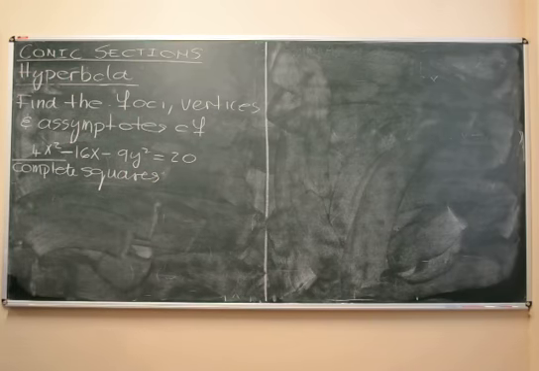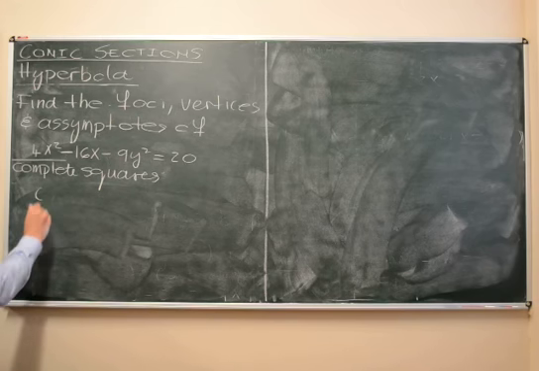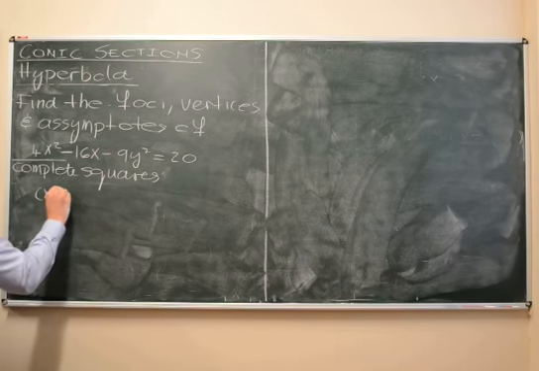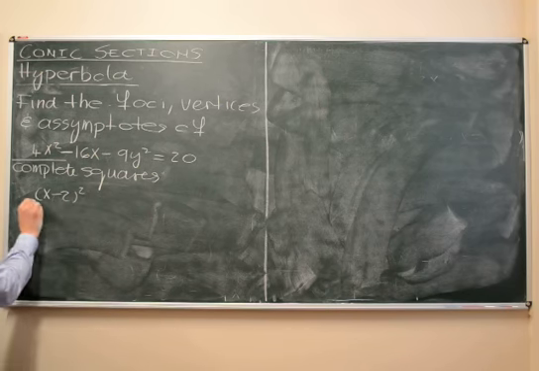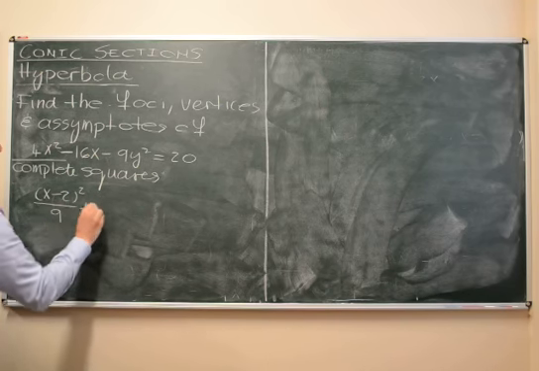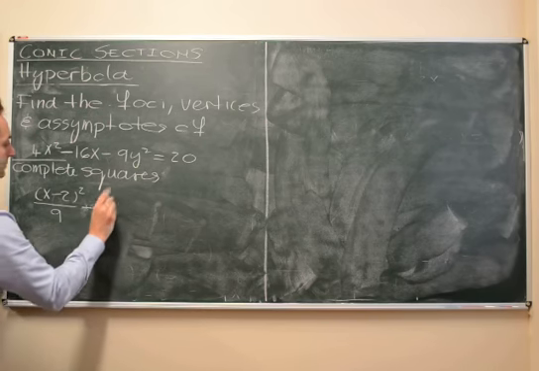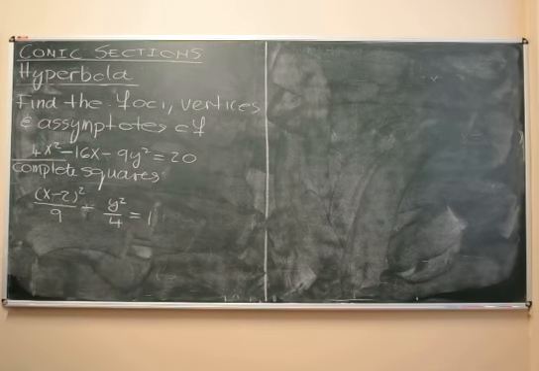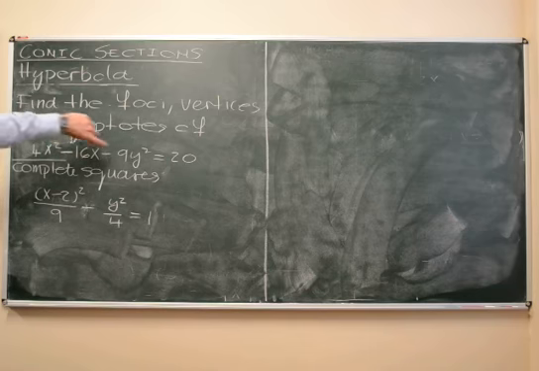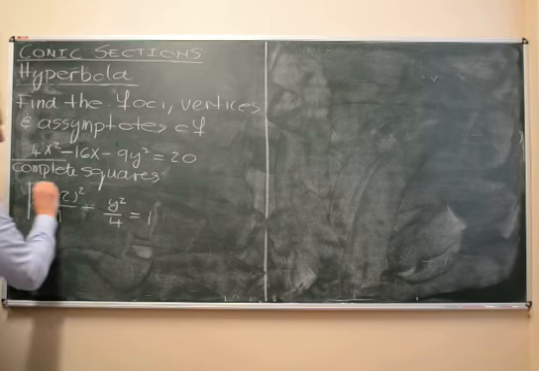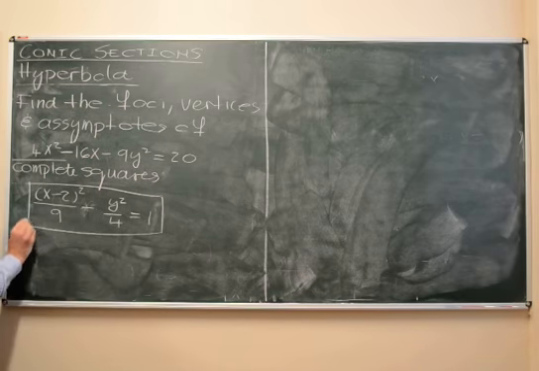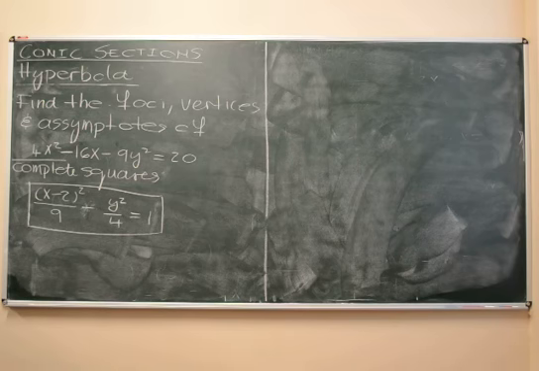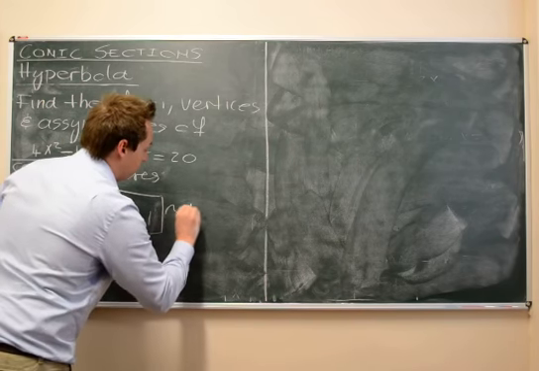And so we complete the squares and we write it in standard form. So in this case, we're going to get x minus 2 squared over 9 minus y squared over 4 is equal to 1. Right, so you just complete the square for x, and there's nothing to complete for y, and you write it in standard form. Right, and then you get this equation. So let's call this A.